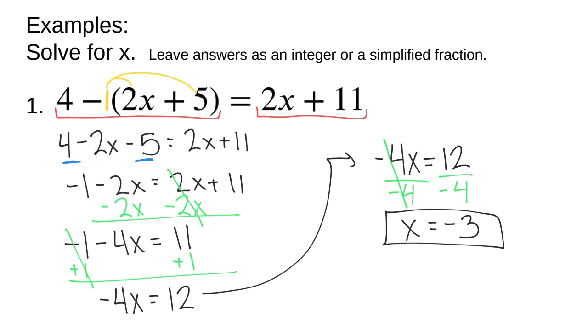Again, if you had extra time on a test and you weren't sure, you could put this back in and check it. So you're going to put in your negative 3 everywhere that you see an x. And just make sure you carefully follow order of operations to simplify this side, and carefully follow order of operations to simplify this side. And you should get a balanced equation where this number equals this number.